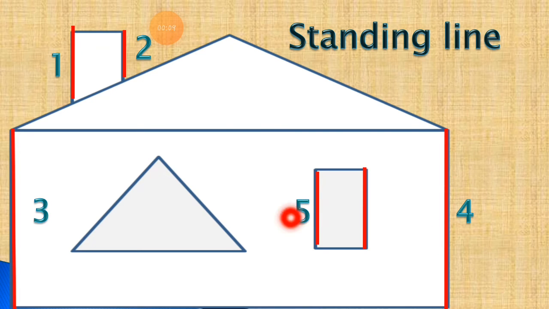Here is the standing line number 5. Then the next and last line, the standing line number 6. So from this picture we find a total of 6 standing lines. How many standing lines can we find? From this given picture we can find 6 standing lines.